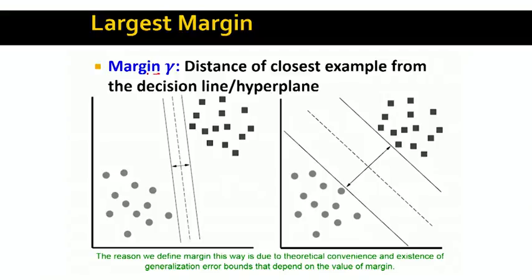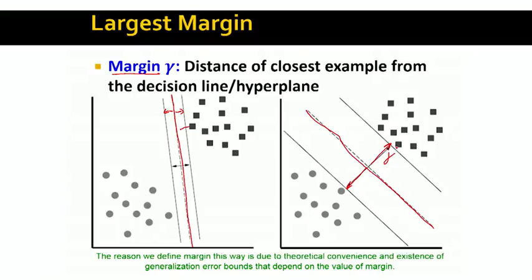The way we define the margin is as the distance of the closest example from the decision boundary. For example, in the case on the left, if this is our decision boundary, then the margin of this decision boundary is very small. Very quickly we hit a data point. While, using the same data, here is a different decision boundary that has a much larger margin. Here, margin gamma is much bigger, meaning the distance to the closest data point is much larger than in the case on the left.